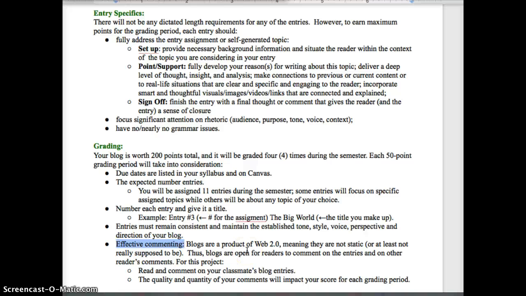So hopefully this has clarified some of my expectations so that you better understand how you will be graded and assessed for your blog project this semester.